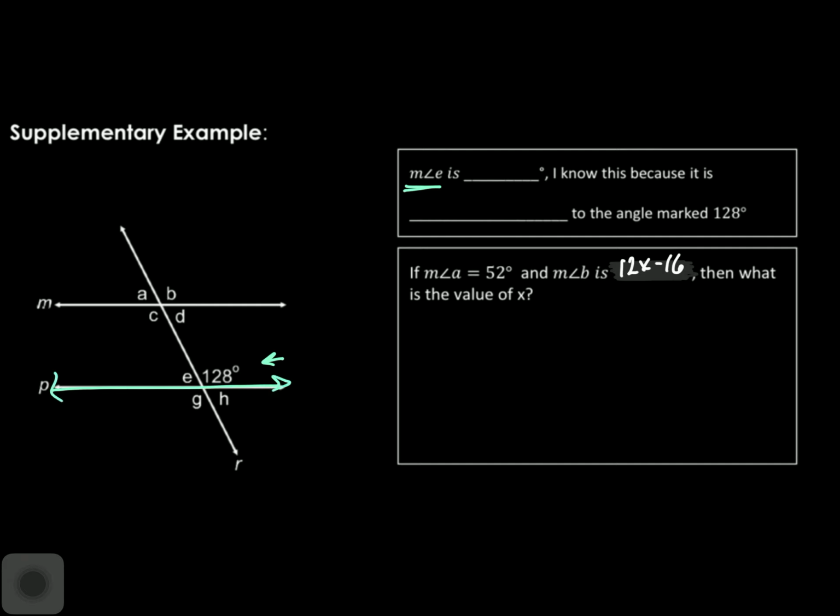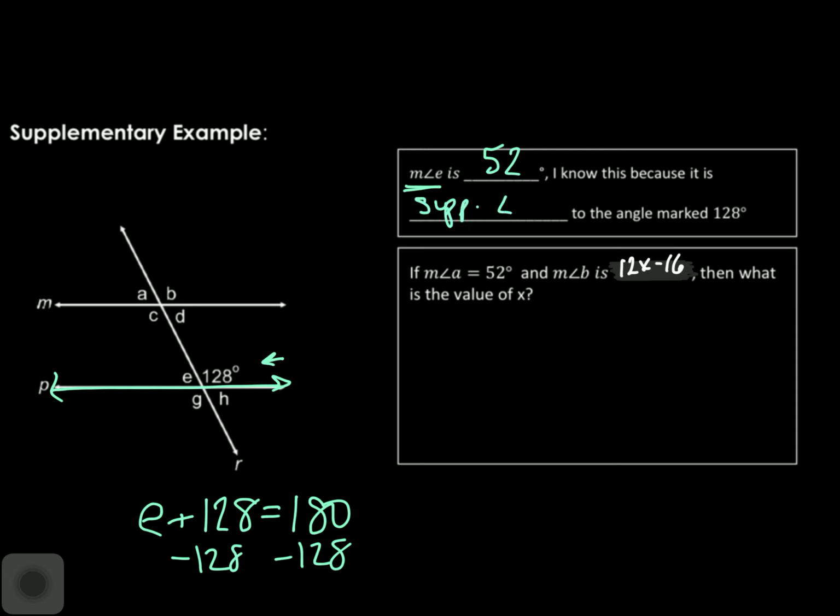Alrighty, moving right along. Just some examples real quick here. If I know that this angle is 128 degrees, what is the measure of angle E? Well, they form a straight line. So I know that angle E plus 128 must equal 180 degrees. So my only step is to just subtract 128 from 180. And you probably knew to do that without even setting up the equation.